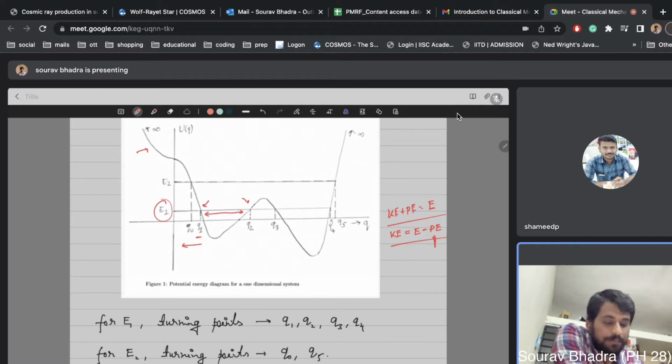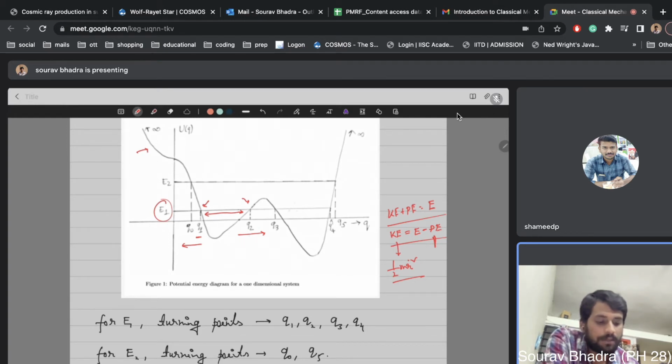That means E minus PE will be negative, and as you know, kinetic energy you can write as half m r dot square. So m is positive and r dot square is also positive, so kinetic energy cannot be negative. So the particle cannot be in the region beyond Q1 as well as beyond Q2, because here also the potential energy is greater than the total energy. That implies kinetic energy is negative. That is not possible.